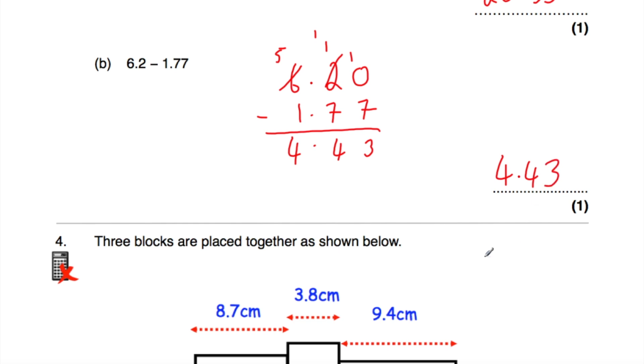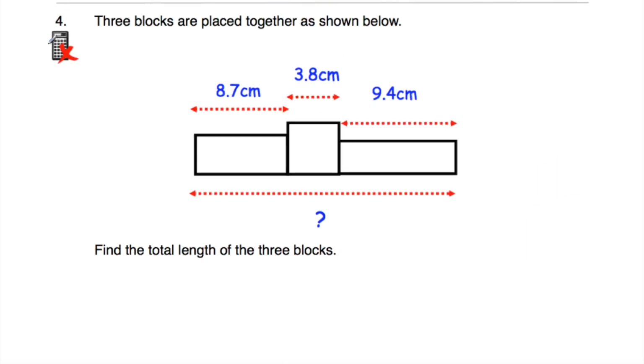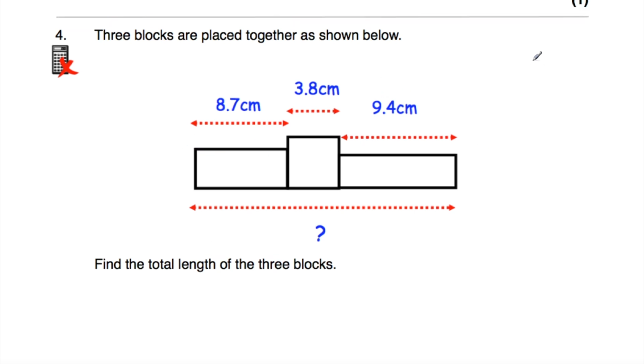And that's it. Okay, let's have a look at our next question, question number 4. Question number 4 says 3 blocks are placed together as shown, and we want to find the total length of the 3 blocks, so we're going to add together their lengths. So what we're going to do is add these together. So 8.7, 3.8 and 9.4, and then put a line beneath them and a decimal point beneath the others, and then a plus sign.